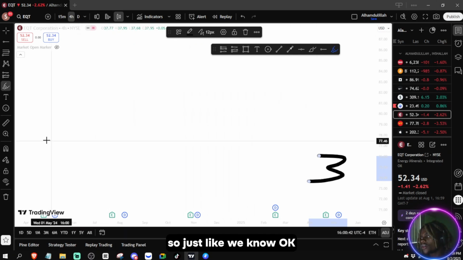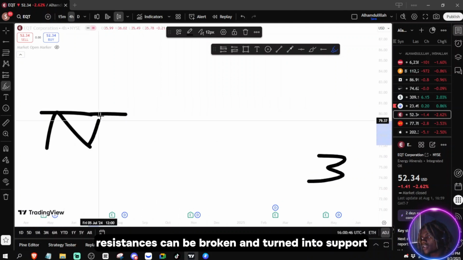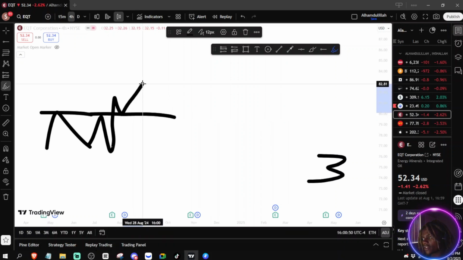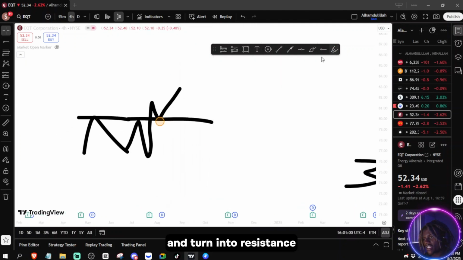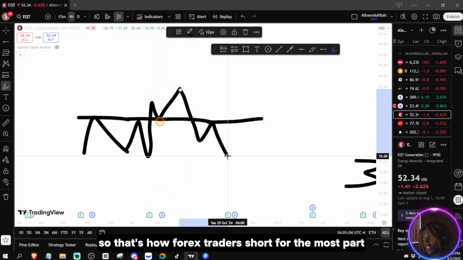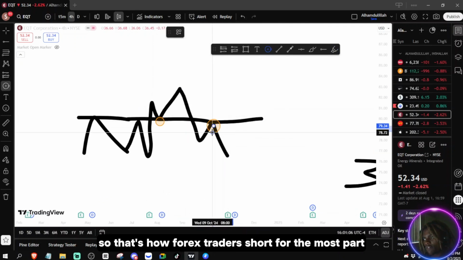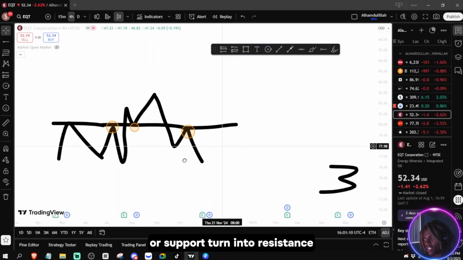So just like we know resistances can be broken and turn into support, the same thing, support can be broken and turn into resistance. So that's how forex traders short. For the most part, you should see either two resistances lining up or support turn into resistance.